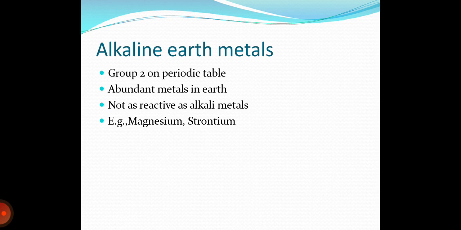Then alkaline earth metals. Alkaline earth metals represent group 2 on the periodic table. These are abundant metals in the earth, not as reactive as alkali metals, for example magnesium and strontium.